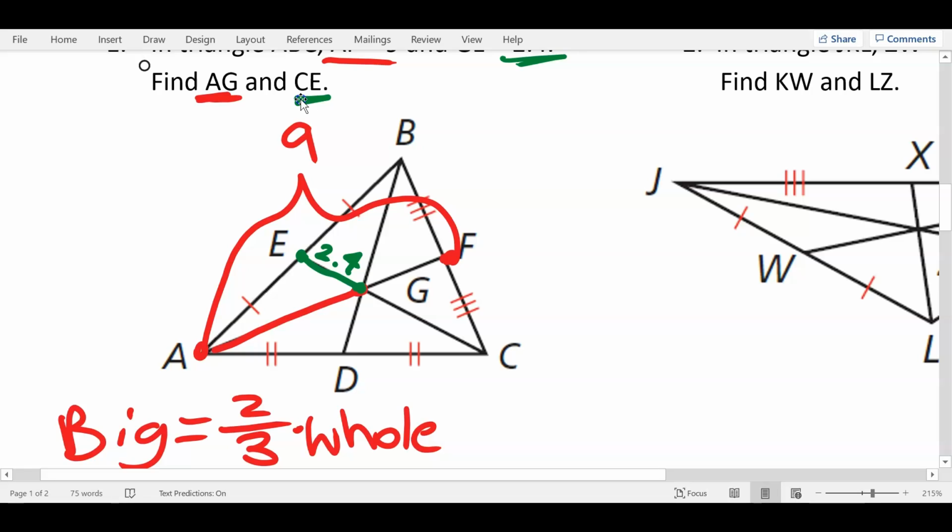Now, look at CE. Is C all the way to E the small part, the big part, or the whole thing? The whole thing, right? So CE is the whole thing. So now I've got to think backwards, from the small one to the whole thing.